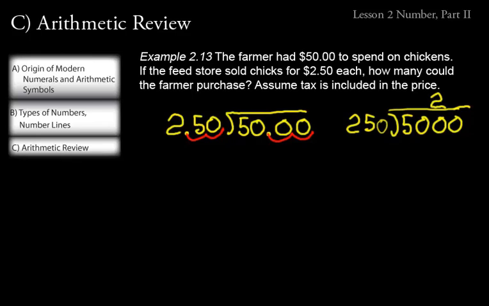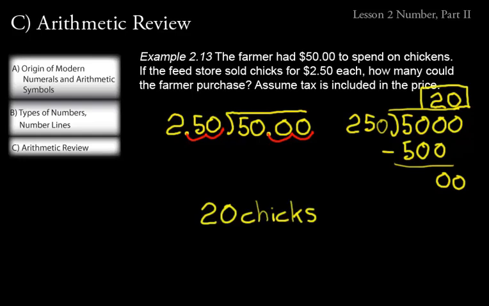So now we can say, well, 250 goes into 500 2 times. So we have exactly 500 there. 500 minus 500 is 0. Bring down a 0. 250 goes into that 0 times, and we're done. 20. So for our answer, we can say 20 chicks. We could be descriptive about it, not just write 20, but 20 chicks.